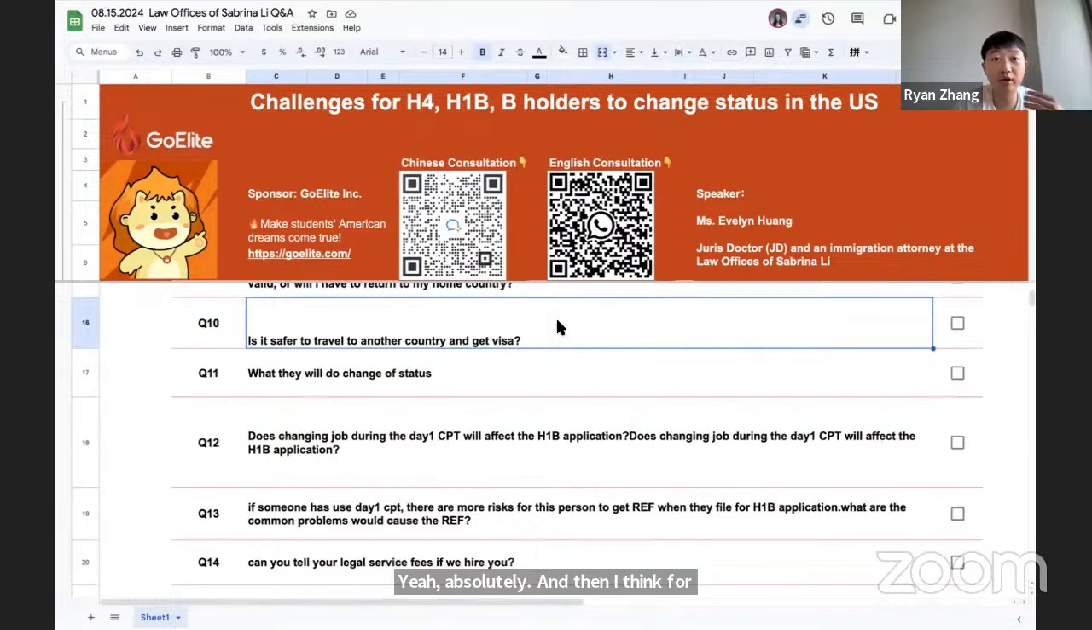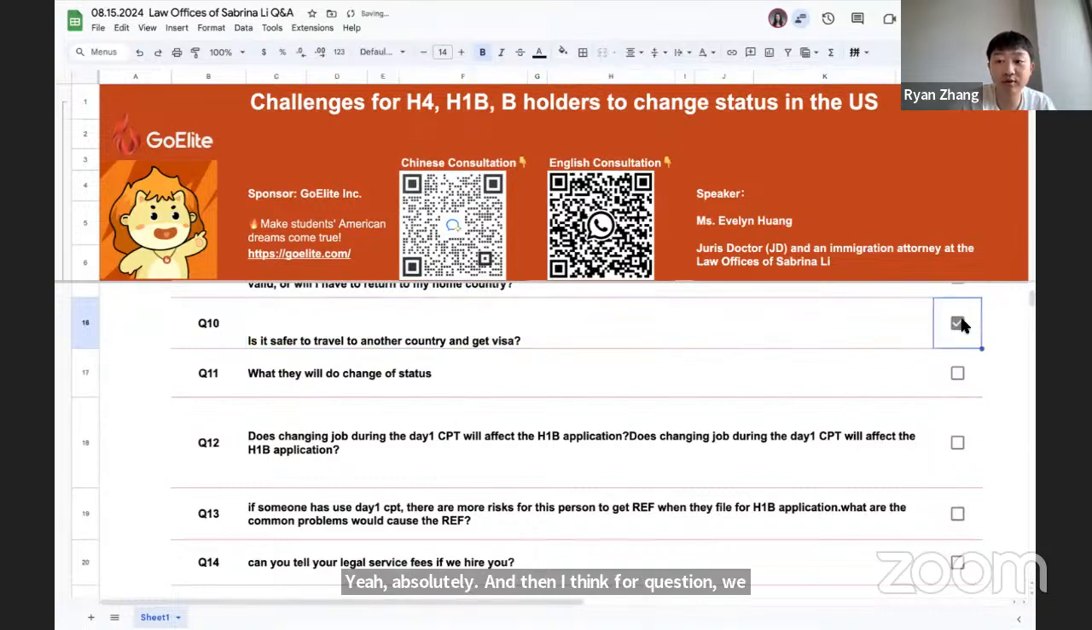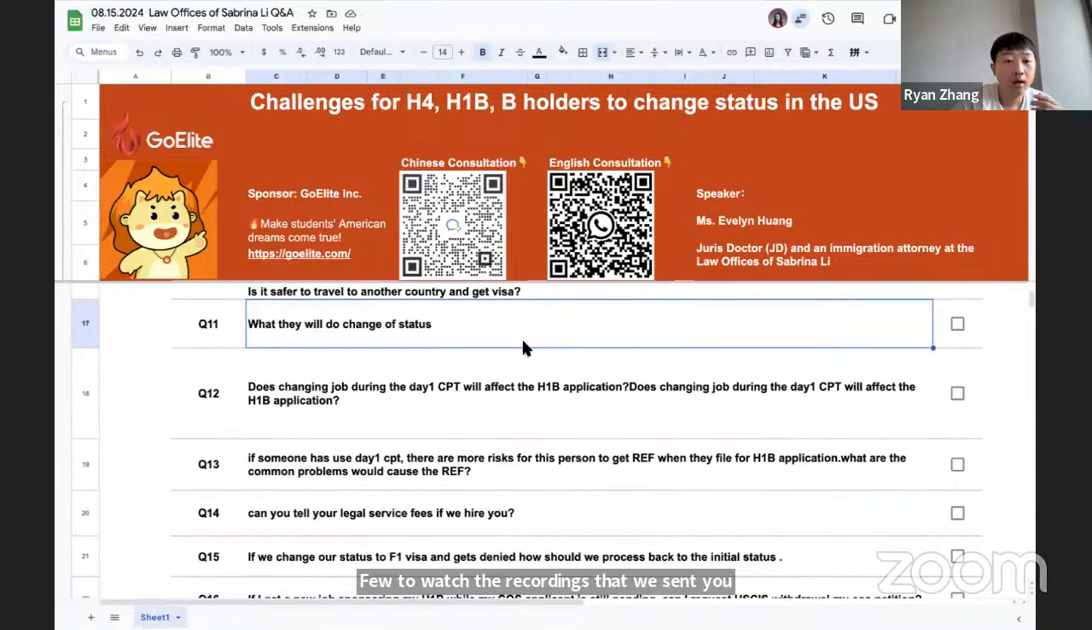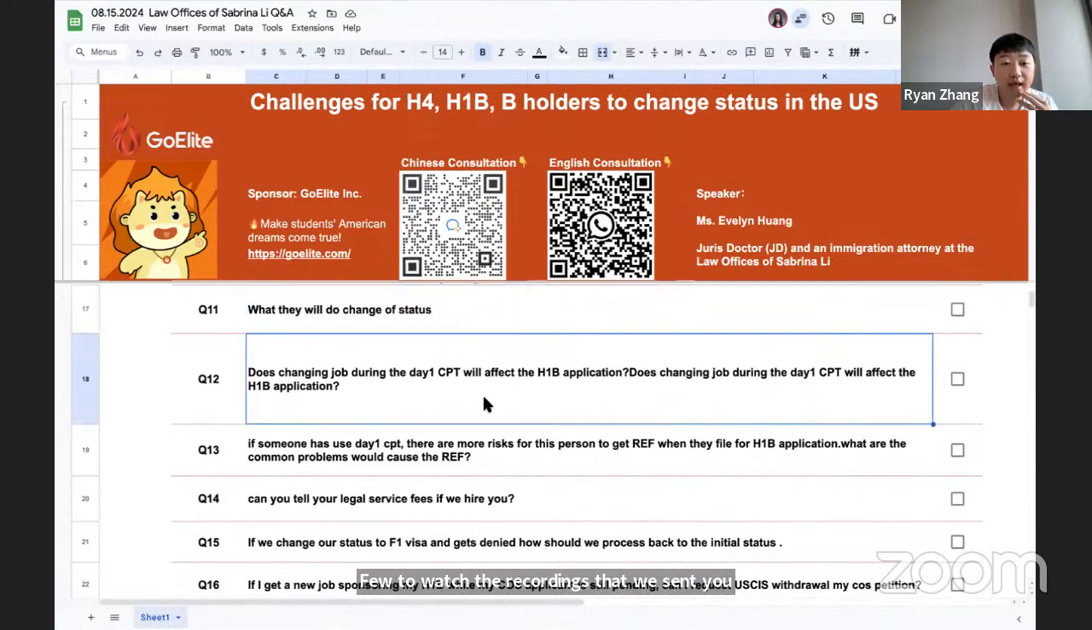And then I think for question 10, we already covered this when it comes to traveling after change of status or traveling during day one CPT. So we wouldn't be answering these questions. If you missed those parts, feel free to watch the recordings that we sent you. So we're going to go right to the next questions.